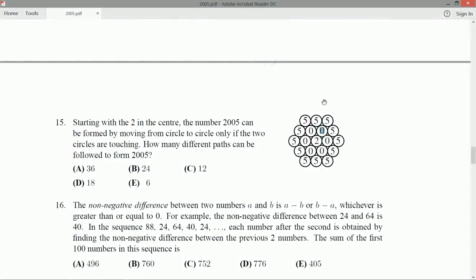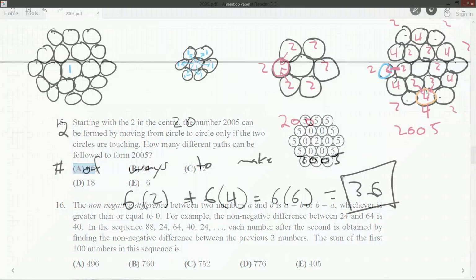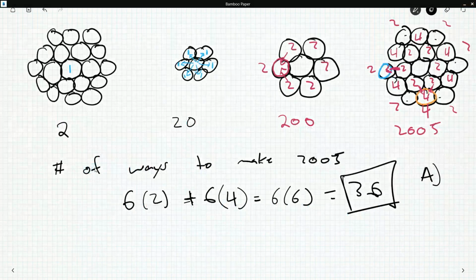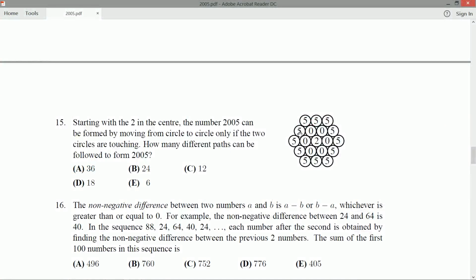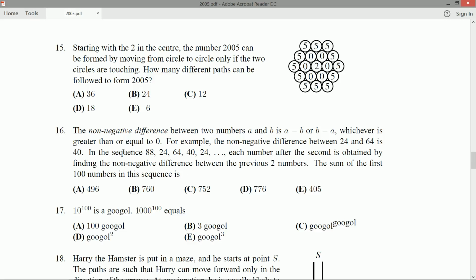Hopefully 36 is one of the answers. And yeah, there it is. So we get A. So that's how many ways we get. Alternatively, you could probably try and write them all out, but it's going to get quite messy, and you're going to probably get a little confused as you go through it. But there it is, so 36, A. And we'll move on to our next question, question 16, in the next video.